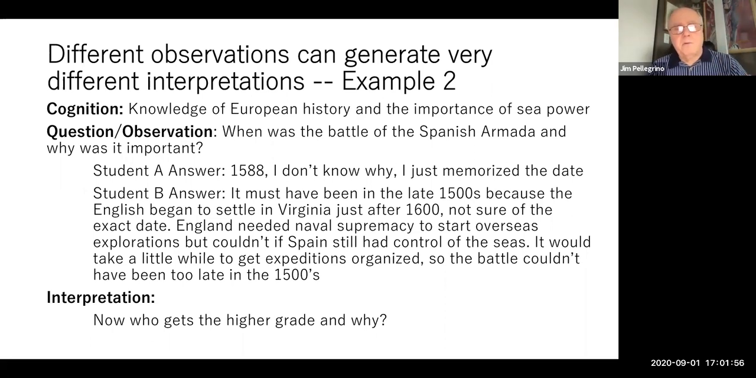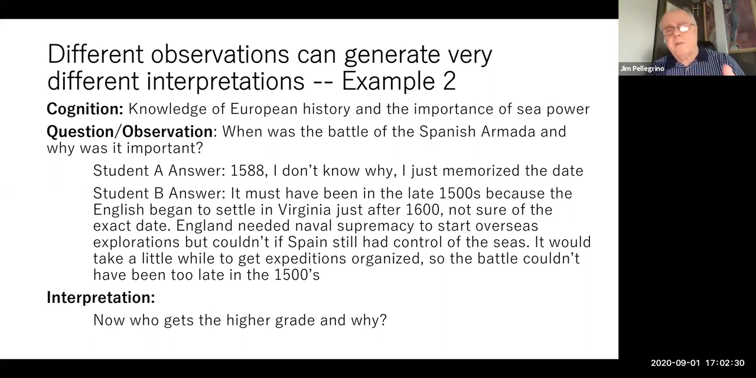The second student, again, student B, says, well, it must have been in the late 1500s because the English began to settle in Virginia just after 1600, although I'm not sure of the exact date. The important thing is England needed naval supremacy to start overseas explorations, but they couldn't if Spain still had control of the seas. It would take a little time to get exploration organized, so the battle couldn't have been too late in the 1500s.